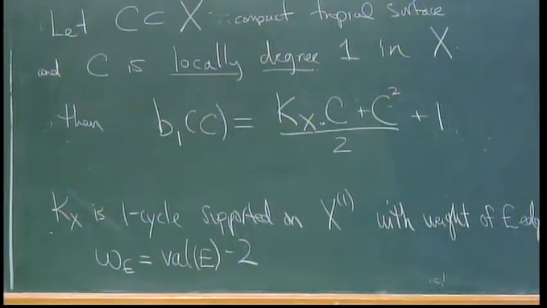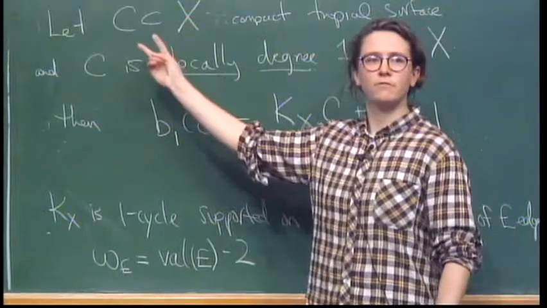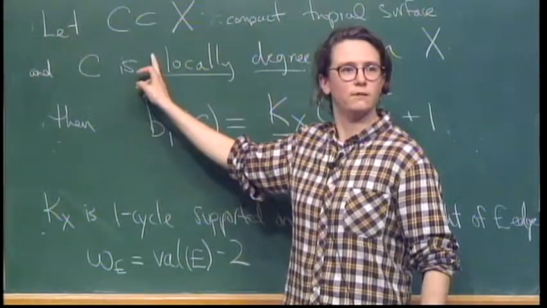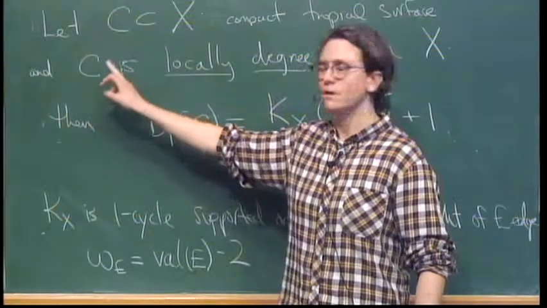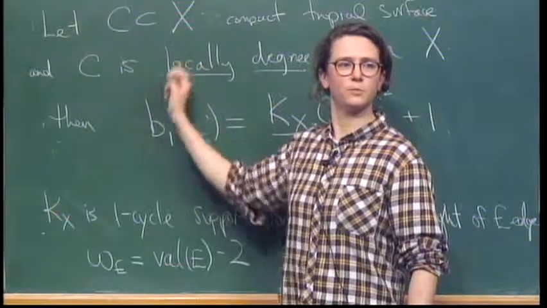And what does it mean to be locally degree 1? It means that my tropical curve in every chart has to look like a tropical line inside of a tropical plane. Okay, so in the same coordinates, this has to be a line in a chart, and this has to be a plane.